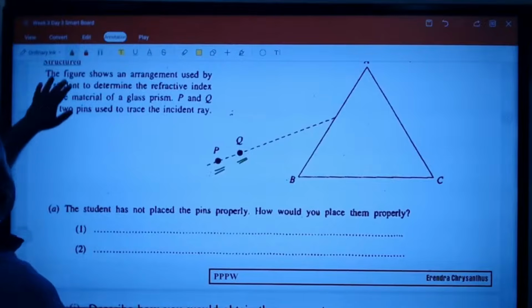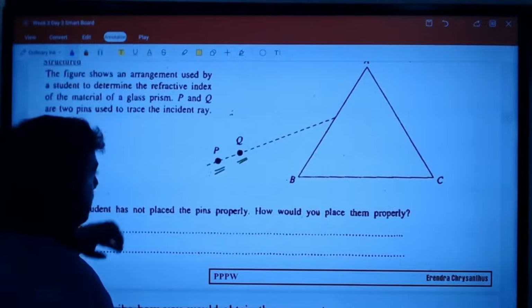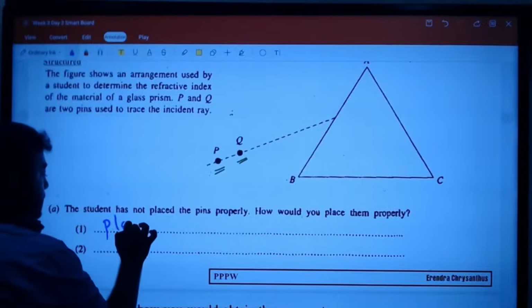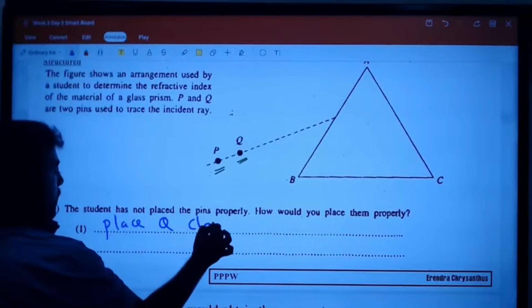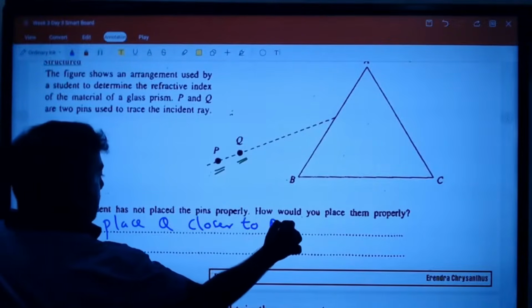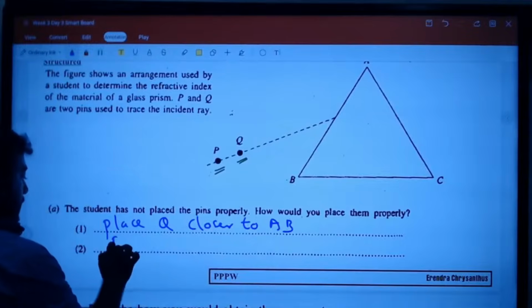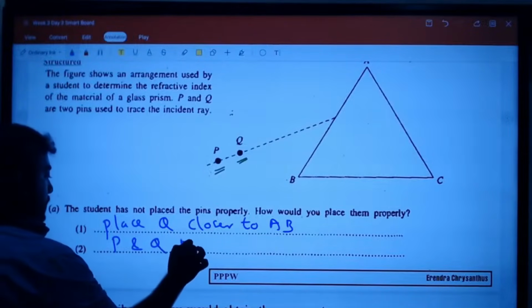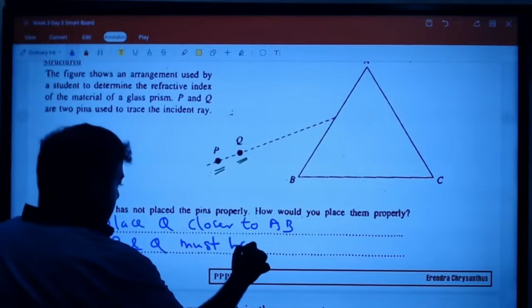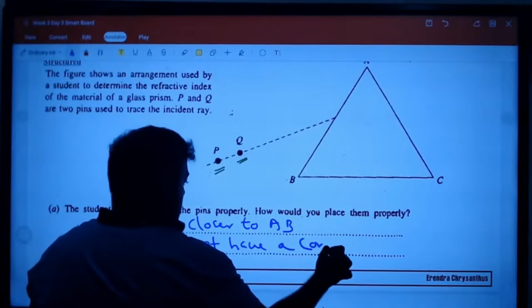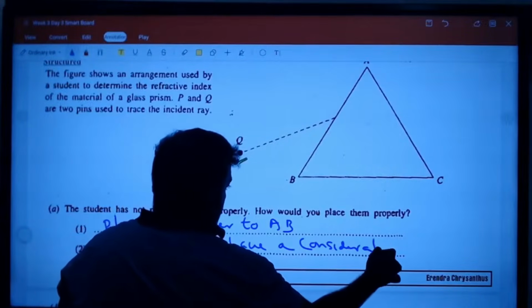First one you can say: place Q closer to AB. P and Q must have a considerable gap.